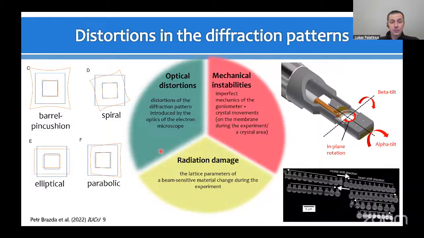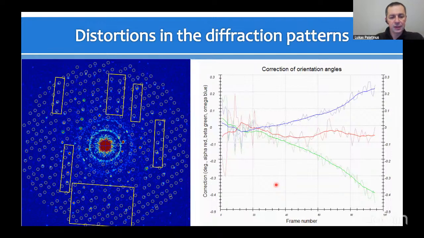And then there is the third aspect, and that is radiation damage. Radiation damage, as we will see, can and does have impact on lattice parameters. So all these three aspects have impact on the accuracy of the lattice parameters, and as a result, typically the lattice parameters obtained from 3D ED are less accurate than lattice parameters from X-ray diffraction, and even less accurate than lattice parameters from powder diffraction.